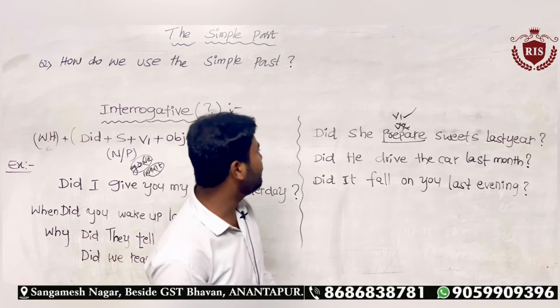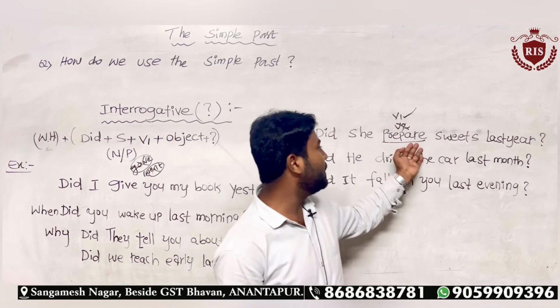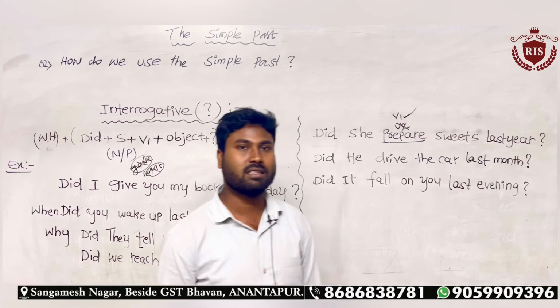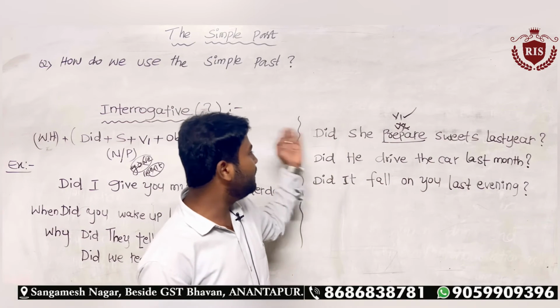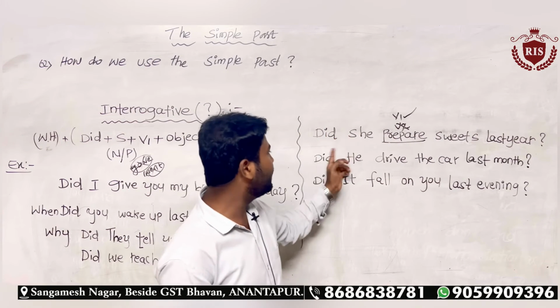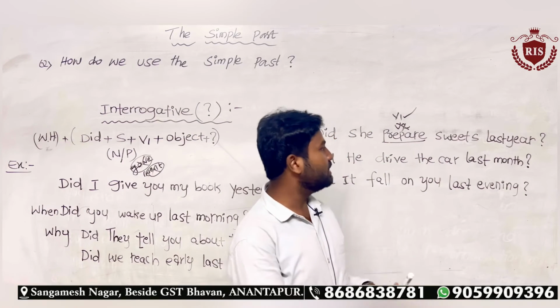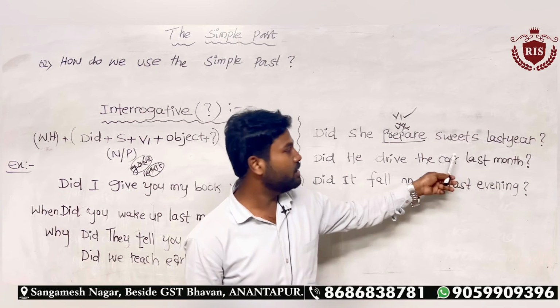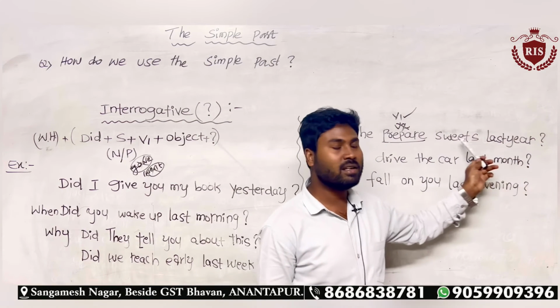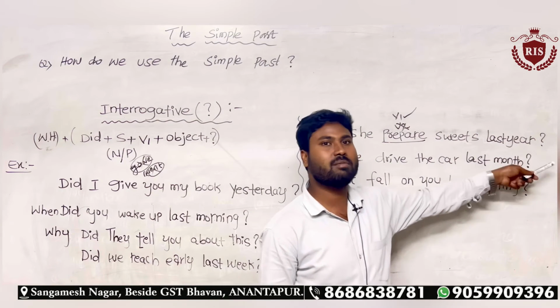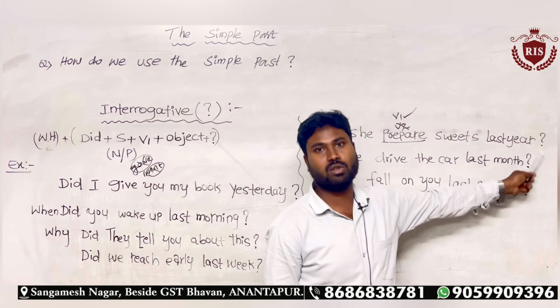The example, let us see. Did she prepare sweets last year? Here did we have used as per the formula. After did, the pronoun she we have taken. After that V1 is here, then sweets last year. Even last year is the keyword, and also sweets last year is an object, and it ends with a question mark.